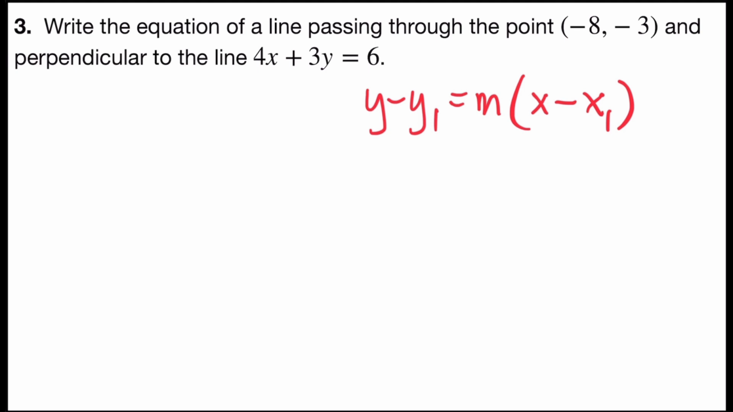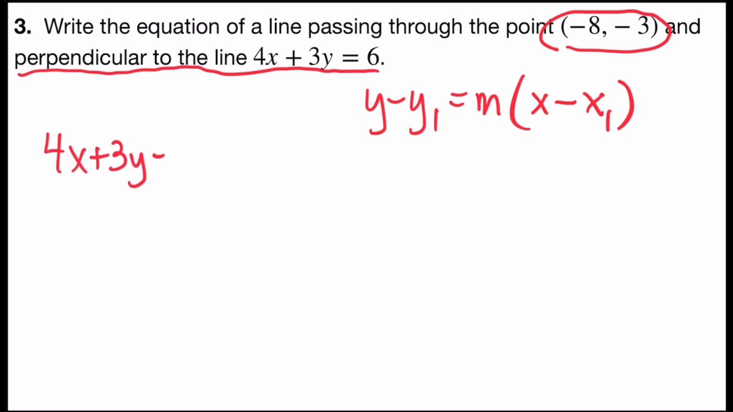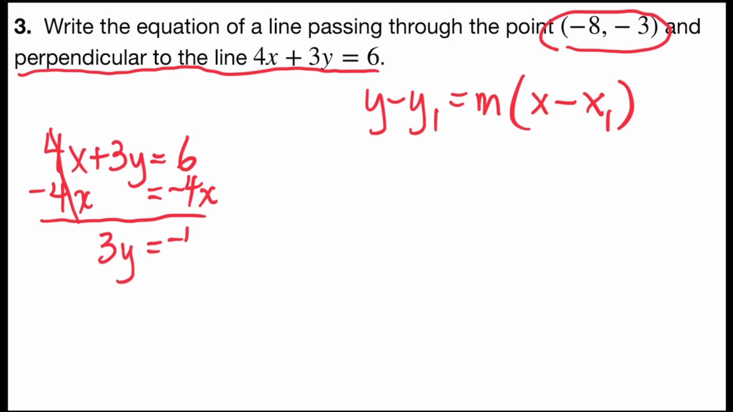And to use the point-slope form, I need to know a point, which is given in the problem as -8, -3, and a slope, and we want the slope that's perpendicular to the given line of 4x plus 3y equals 6. That is not in slope-intercept form, so first I'm going to have to transform it in order to determine what the slope of the perpendicular is. So I'm going to subtract 4x from both sides. 4x minus 4x is 0. 0 plus 3y is 3y equals -4x plus 6.